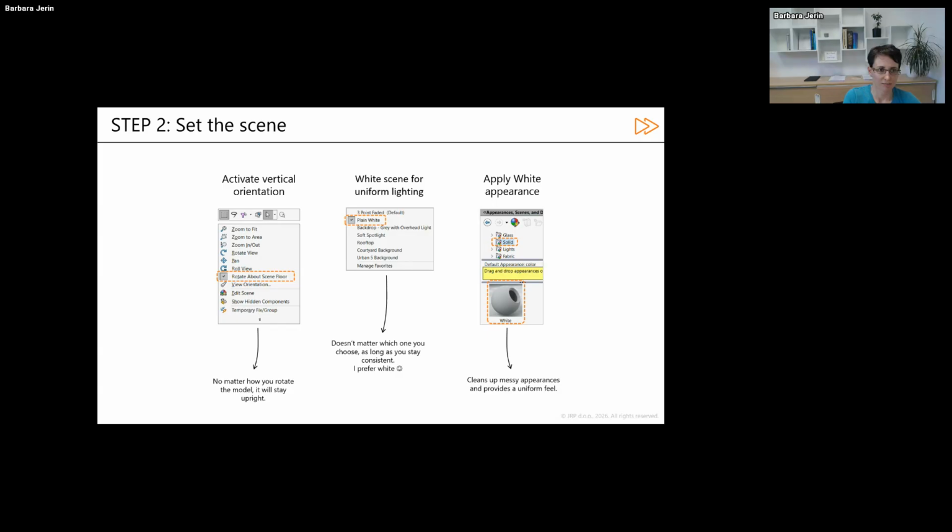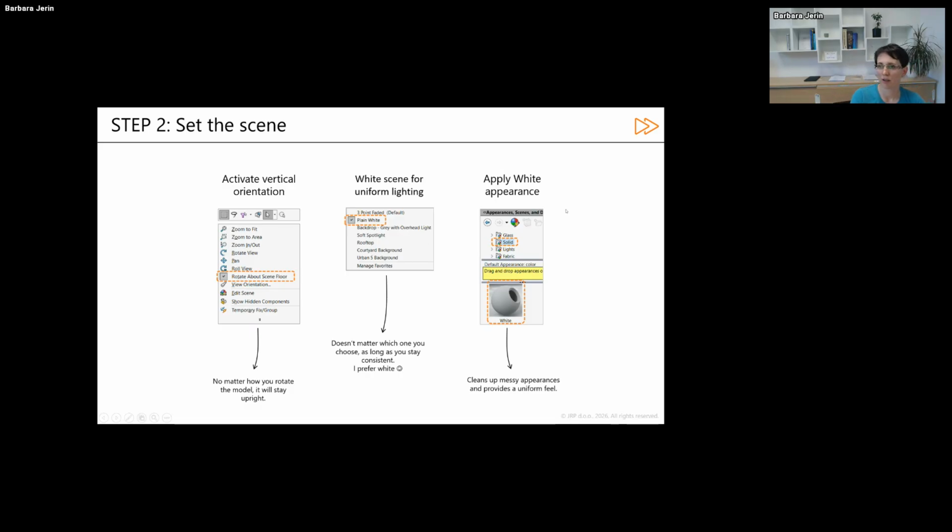This makes it so that the model, however you rotate it, always stays upright, so you don't get some strange angles that are not, I would say, natural for the viewer, right? Then we will add a white scene to create a uniform lighting. You can actually use whatever scene you want. It's only good if you stick with one, so you have some consistency. I just prefer to have the white one.